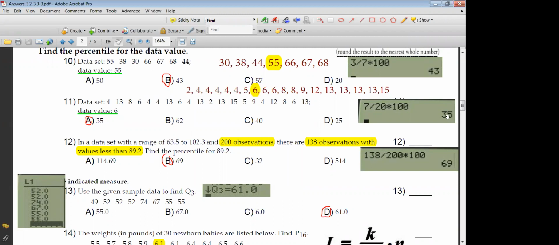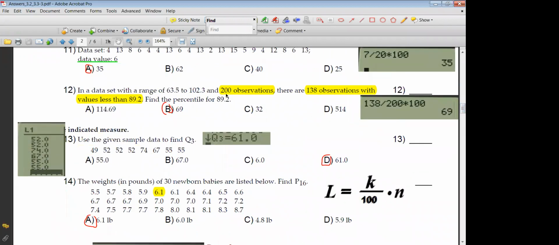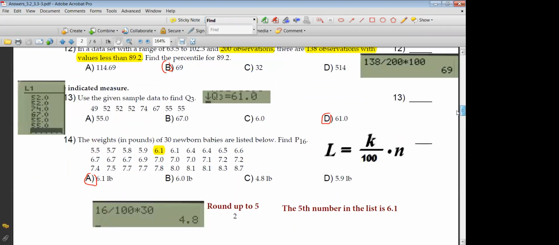The answer is 35. Number 12, they don't give me any values, but he flat out tells me, hey, I got 200 observations. There were 138 with values less than 89.2. He did all the work for me. He told me how many numbers were less than my target number, 138. He told me how many observations I had, 200. 138 divided by 200 times 100, as the formula says, comes up to be 69. That one was kind of an easy one because I didn't have to order anything. He just flat out told me how many numbers were less than the number I was interested in, and he told me how many total numbers I had.